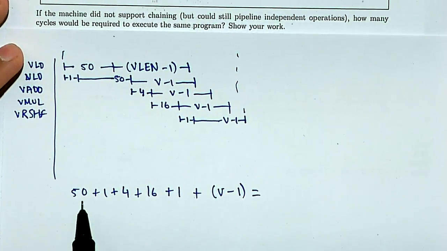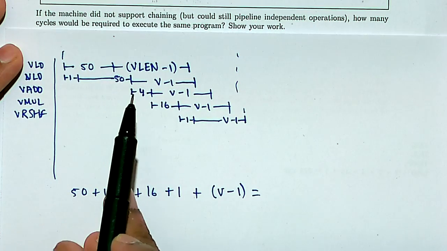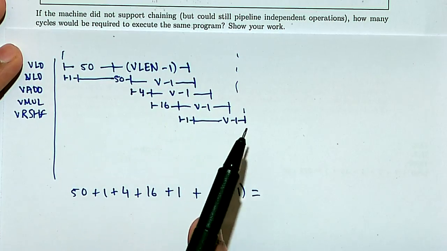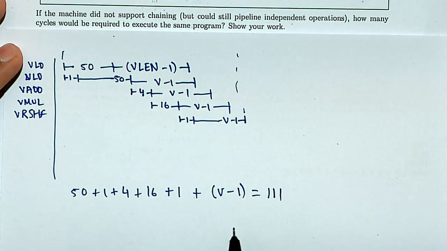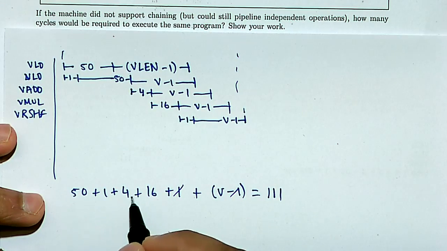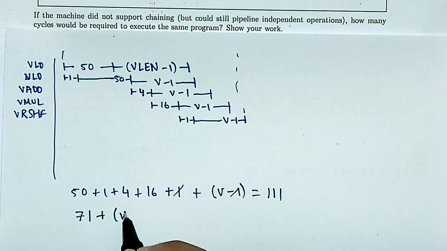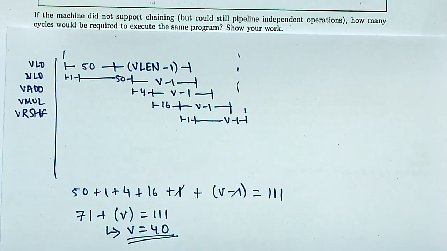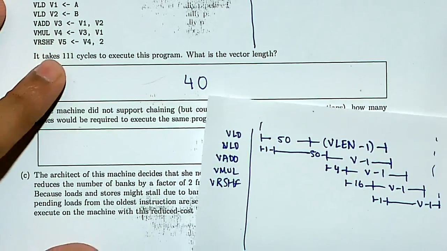Okay, so the 50 represents the first part here. And then we have the latencies of each individual instruction after. So we have an extra 1, a 4, a 16, a 1, and then the V minus 1. All of that together should equal 111. So these ones cancel each other, and then you end up with 71 plus V equals 111. So that results in V equals 40. Our vector length for this example is 40 elements. That's what results in this sort of execution time.